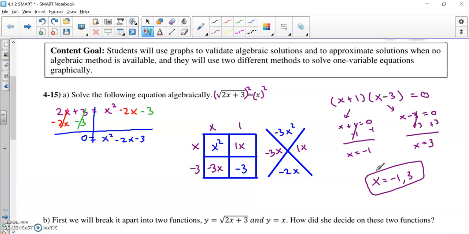All right. So now that we have solved this equation algebraically, we can go ahead and take a look at solving it graphically.